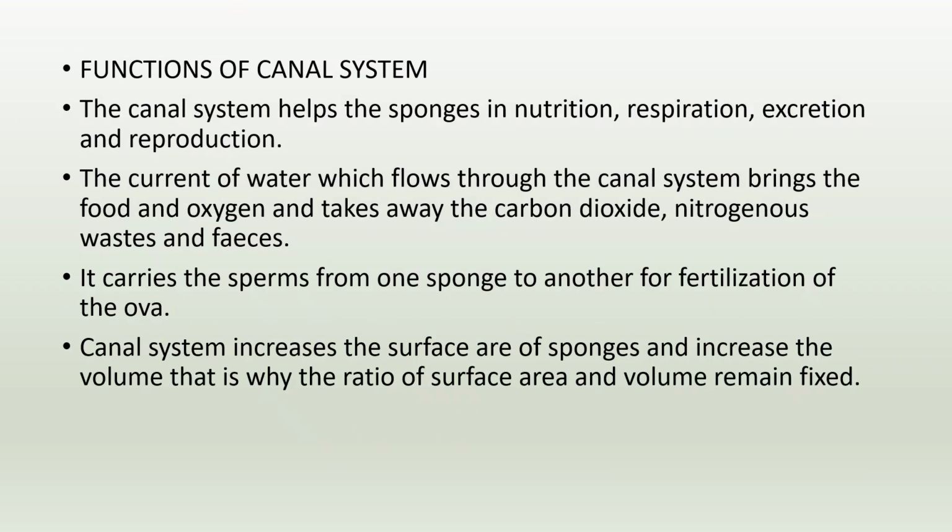Coming to the functions, the canal system helps the sponges in nutrition, respiration, excretion and reproduction. The current of water which flows through the canal system brings the food and oxygen and takes away the carbon dioxide, the nitrogenous waste and the fecal matter. It carries the sperms from one sponge to another for fertilization of the ova. And the canal system increases the surface area of sponges and increases the volume. That is why the ratio of surface area and the volume remains fixed.